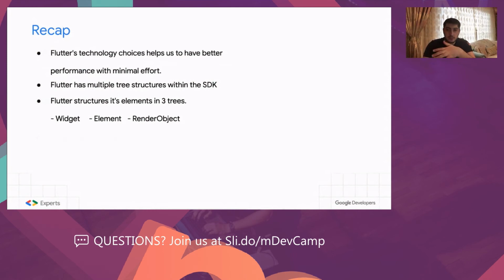We learned that widgets are disposable, so we can get rid of them. We don't have to stick with them. And elements hold the widget information for us. They are the real heroes. And render objects do the drawing for us.